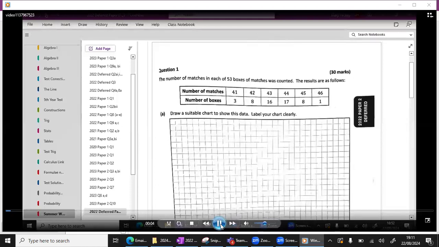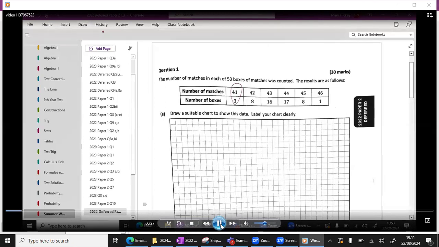So 2022 paper 2, and this is from the deferred paper. The number of matches in each of 53 boxes of matches was counted. The results are as follows. Along the top we have number of matches, and underneath we have number of boxes.